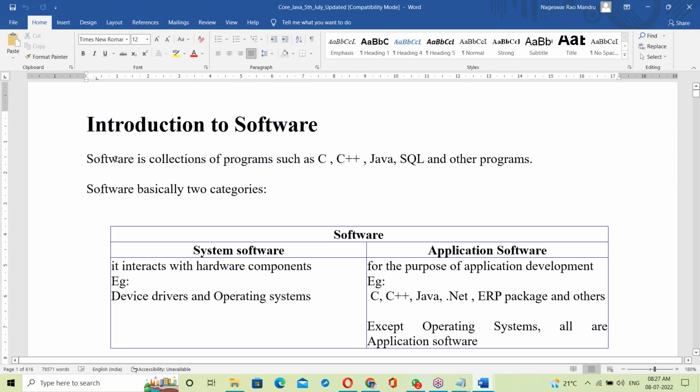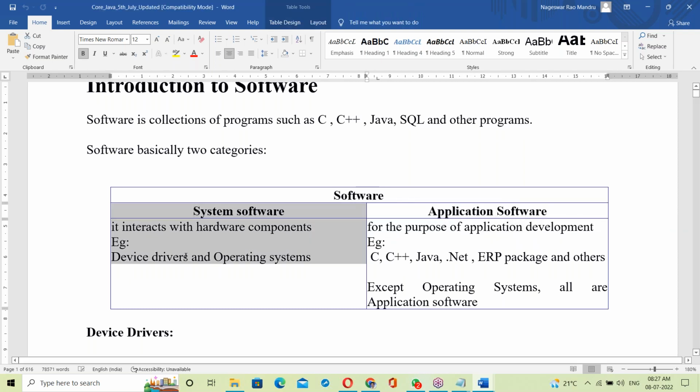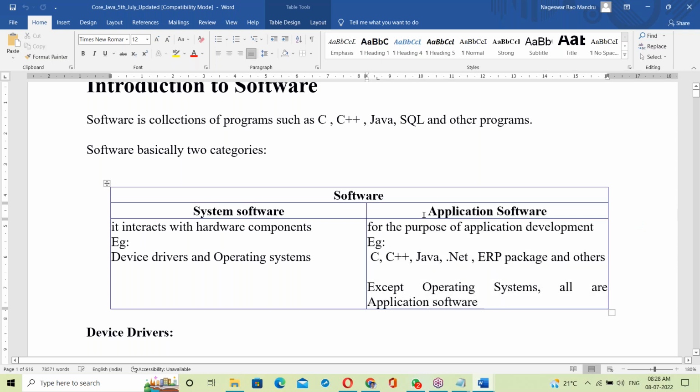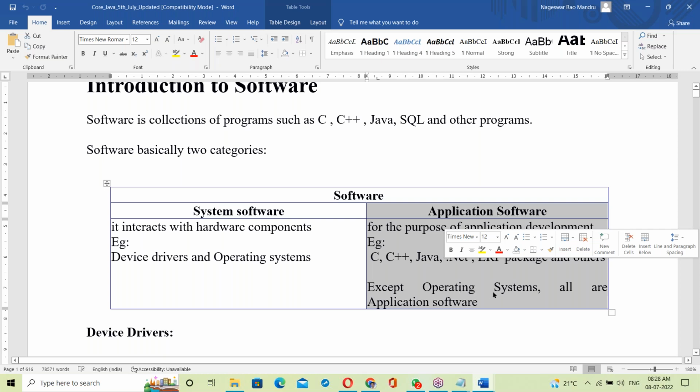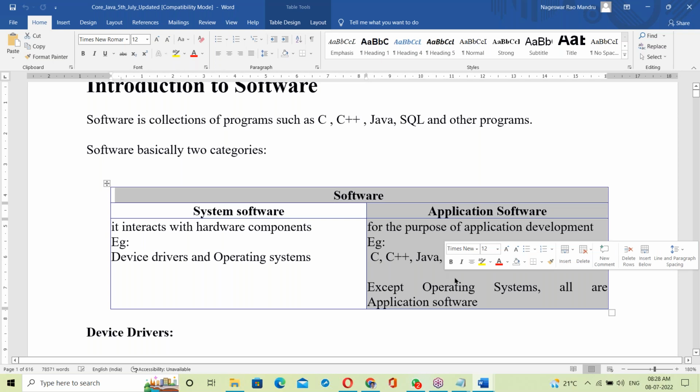See today's topic. Software is a collection of programs. Software has basically two categories: system software and application software. System software interacts with hardware components. Application software is for the purpose of application development. Examples: C, C++, Java, .NET, ERP and other packages. Except the OS, all are application softwares. The same thing is prepared exactly in the document here.